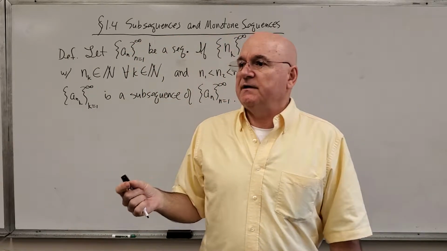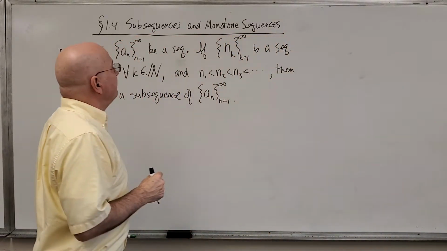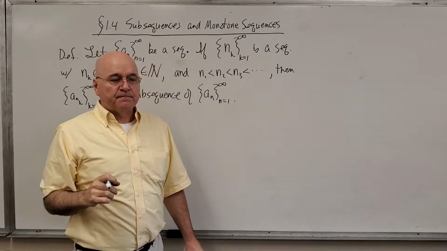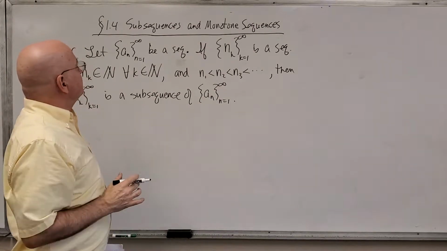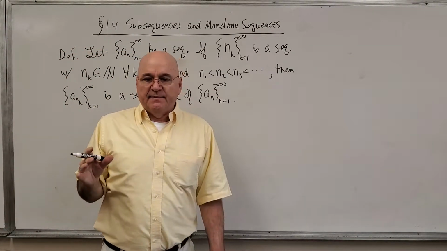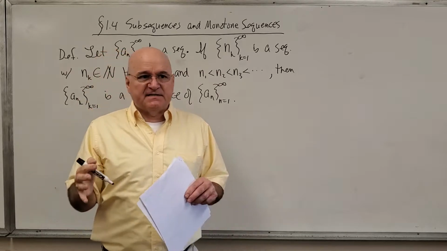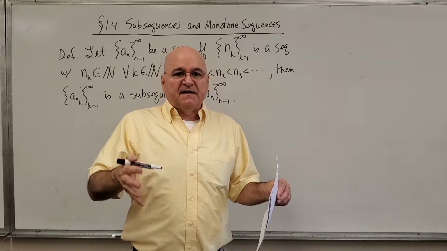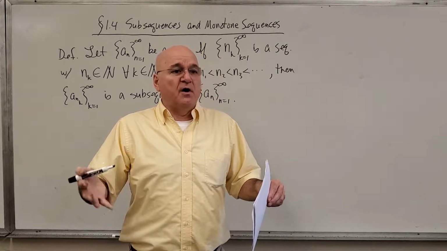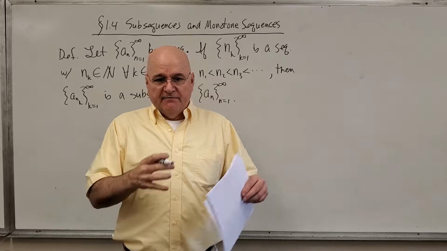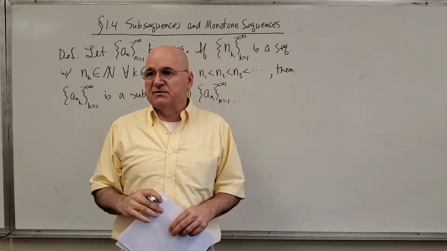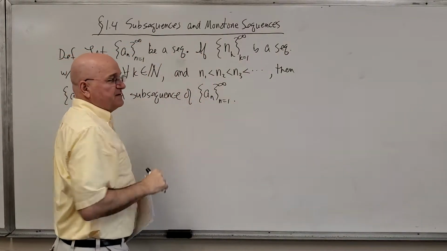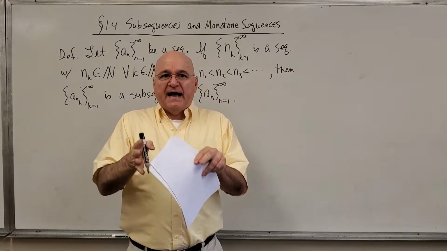Our last section in chapter 1, section 1.4, is talking about subsequences and monotone sequences. We'll start off by defining what a subsequence is, but one way of thinking about it is if you have a set, a subset is simply a set that contains some or all of the elements of the original set. Every element in the subset has to be contained in the original set. It's very similar when we talk about a subsequence, the only difference being that order has to be maintained.